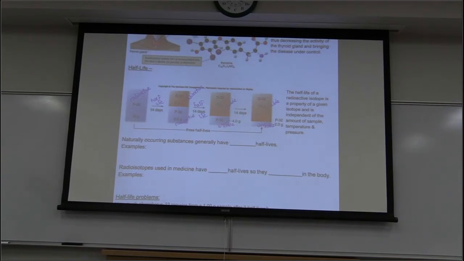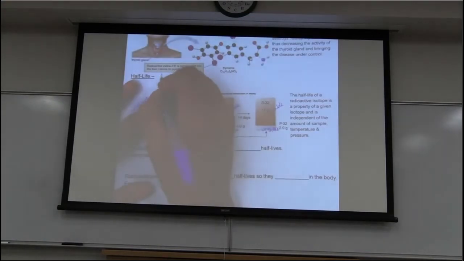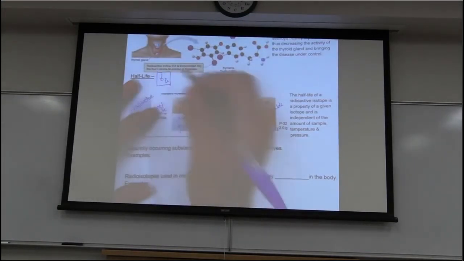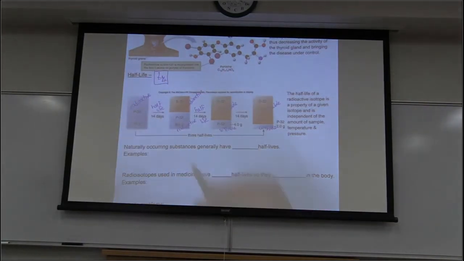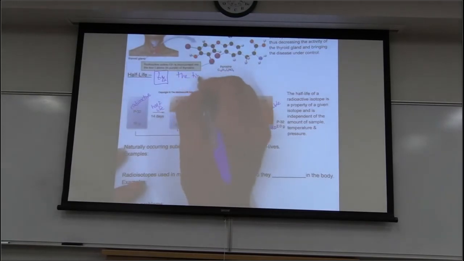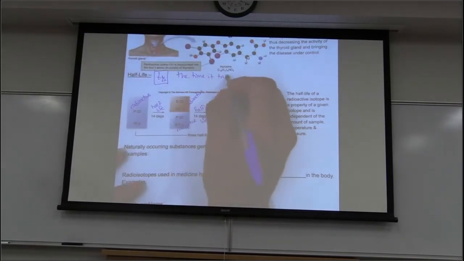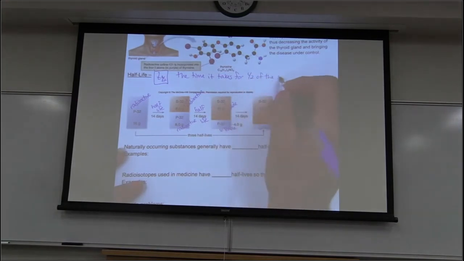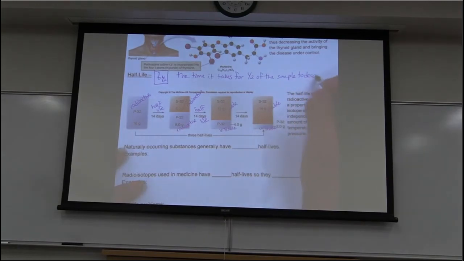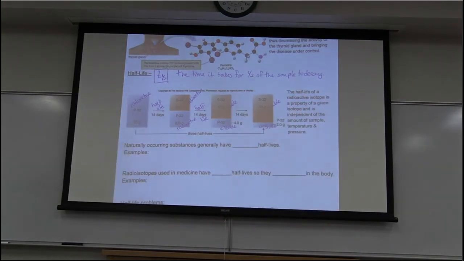So what is a half-life? A half-life is symbolized T sub 1/2. If you see, and that's not a Y, that's 1/2. T sub 1/2. And it is the time it takes for 1/2 of the sample to decay.